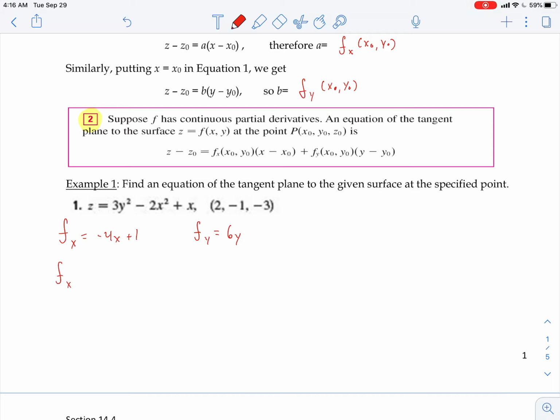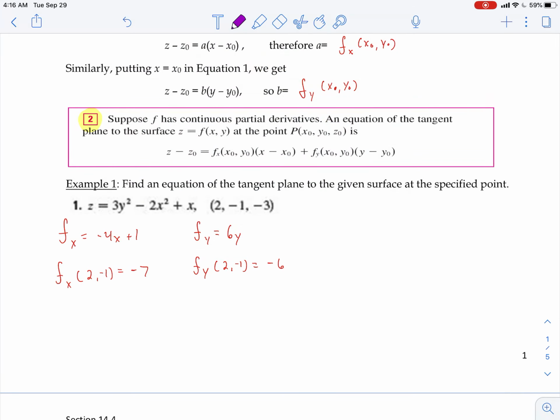All right, now we're going to want to find the partial derivative with respect to x at our point, and here we have (2, -1). And so we're just going to substitute in. So -4 times 2 is -8 plus 1 is -7. And then our partial derivative with respect to y at our point, with 2 and -1 for the x and y, we just plug that in: 6 times y. And so 6 times -1 is going to be -6.